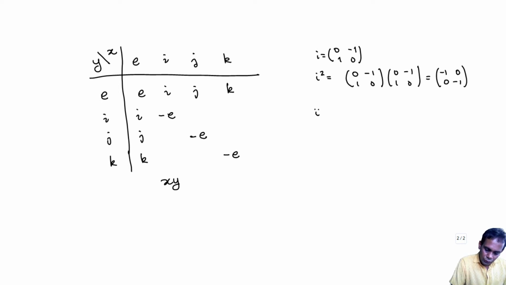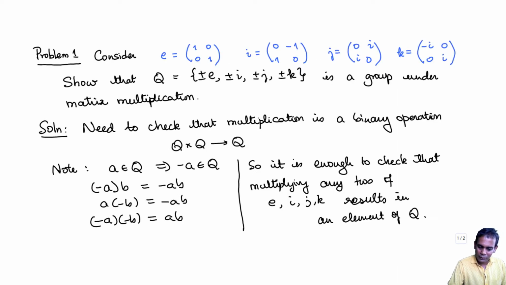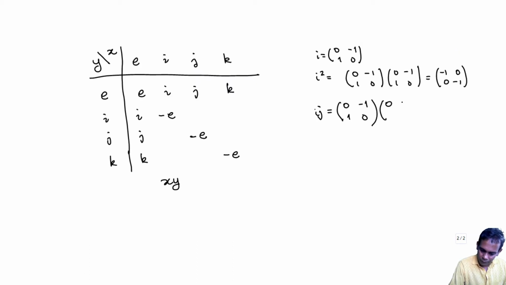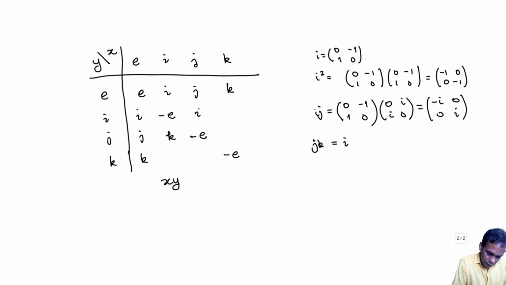Now what about I into J? So what was I? It is [[0, -1], [1, 0]]. And what was J? Well, J was the matrix [[0, i], [i, 0]]. And this is, you can check, [[-i, 0], [0, i]]. So that's K. So I into J is K. And similarly, you can check that J into K is I. I will not do it explicitly for you. And K into I is J.